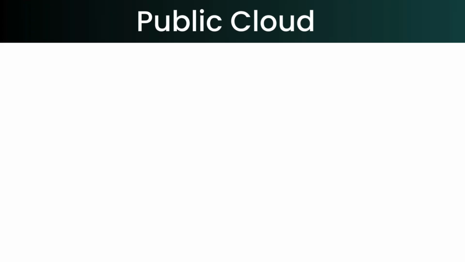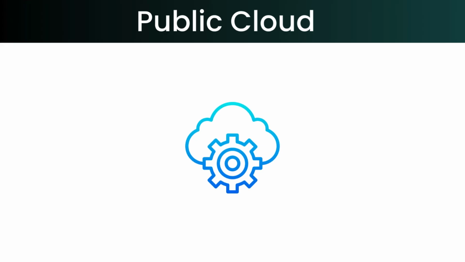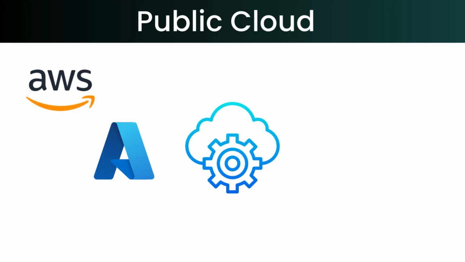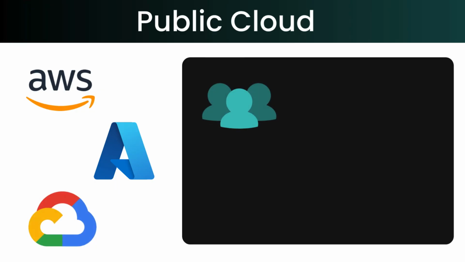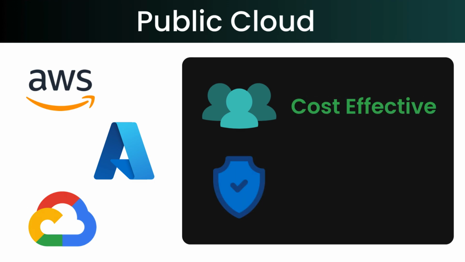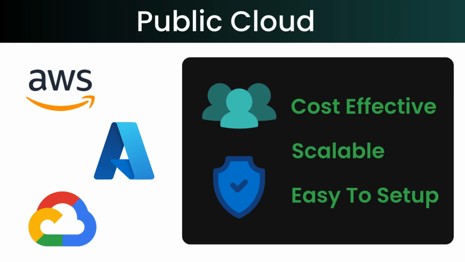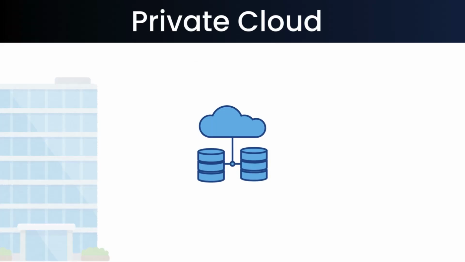In a public cloud, services are provided over the internet by companies like Amazon Web Services, Microsoft Azure, or Google. Here, the infrastructure is shared among multiple users, but your data remains isolated and secure. This model is popular because it's cost effective, scalable, and easy to set up. For example, if you are hosting a website or building an app, public cloud is usually the fastest way to get started.